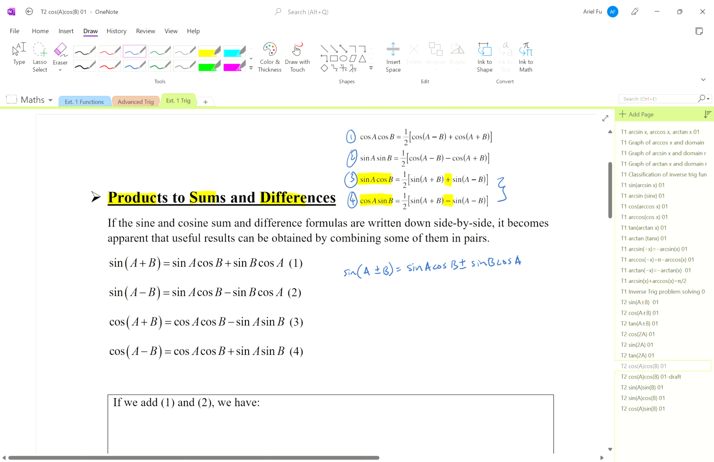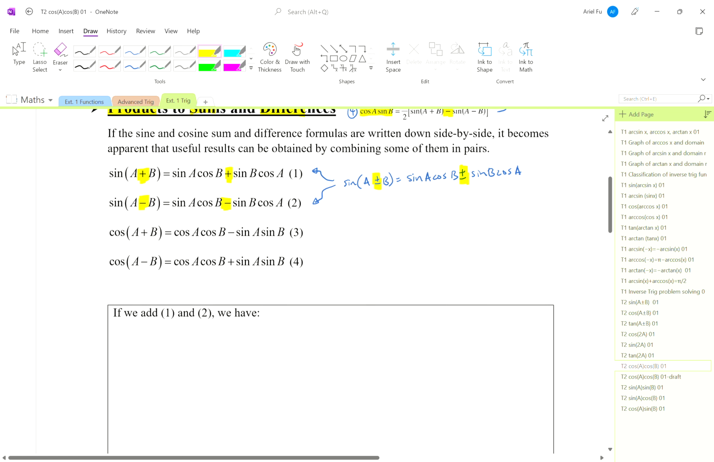Now, from the compound angle formula, if I have sine of A plus or minus B, I'm going to get sine A cosine B plus or minus sine B cosine A. This actually breaks into two identities. One is for the plus, and one is for the minus. Hence why plus minus and plus minus over here.